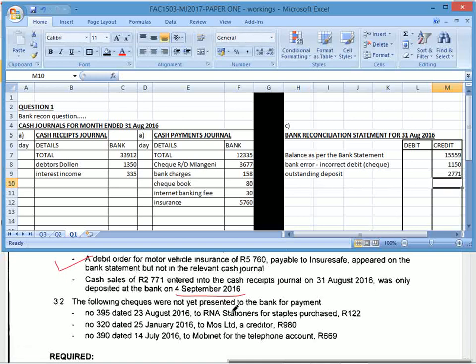Then you've got some checks at the bottom. The following checks were not yet presented to the bank for payment. So if they're not presented for payment, they're outstanding. Reconciling item or adjusting journal entry? Reconciling item. Outstanding checks.